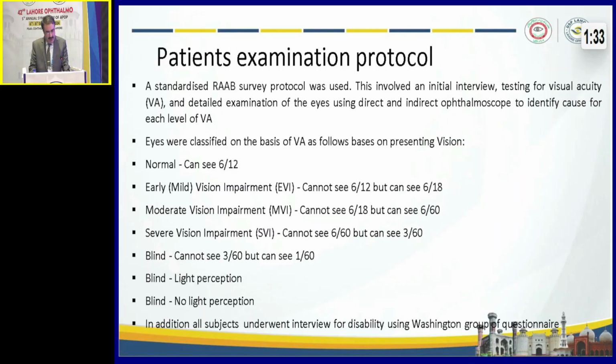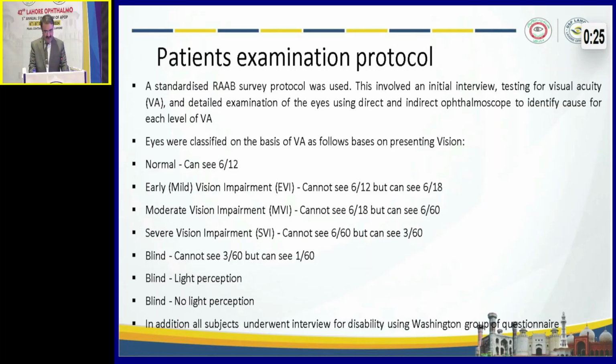For the patient examination, a standardized RAB survey protocol was used. This involved an initial interview, testing of visual acuity, and detailed examination of the eye using direct and indirect ophthalmoscope to identify the causes for each level of visual acuity. Eyes were classified on the basis of visual acuity, based on presenting vision. Normal eyes can see 6/12. EVI, early vision impairment or mild vision impairment, cannot see 6/12 but can see 6/18. MVI, moderate vision impairment, cannot see 6/18 but can see 6/60. SVI, severe vision impairment, cannot see 6/60 but can see 3/60. And the blind cannot see 3/60 but can see 1/60, light perception, and no light perception.